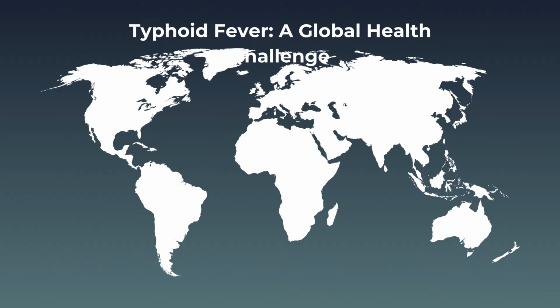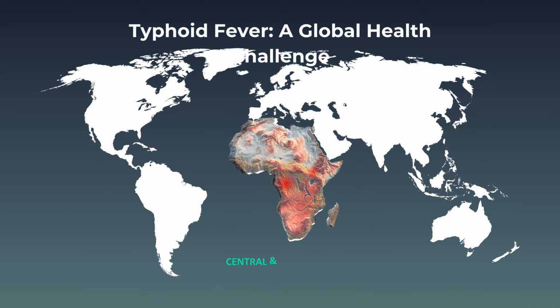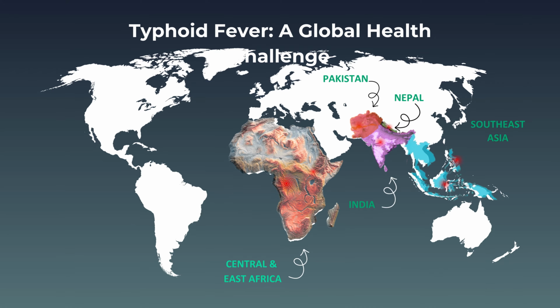Typhoid fever continues to be a major global health problem, affecting more than 11 to 18 million people each year and causing over 100,000 deaths. The highest burden is seen in South Asia, which accounts for almost 70% of global cases. These numbers highlight the urgent need for new and effective treatment strategies.